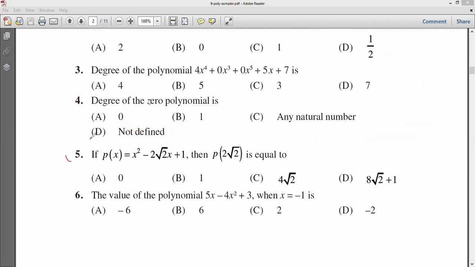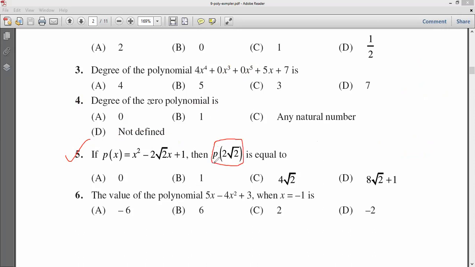Let's come to question number 5. Karmanya, read the 5th question. If p of x equals x square minus 2 root 2x plus 1, then p of 2 root 2 is equal to. What is the meaning of p of 2 root 2? Tell me first. What does it mean?